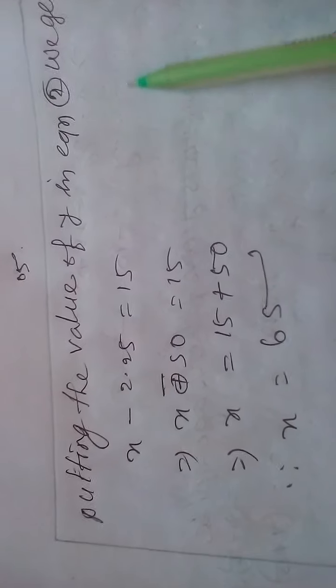Putting the value of y in equation 2, we get x minus 2 into 25 equals 15. After calculating, we get x equals 65. At present, father's age is 65 years and son's age is 25 years. That is the solution.